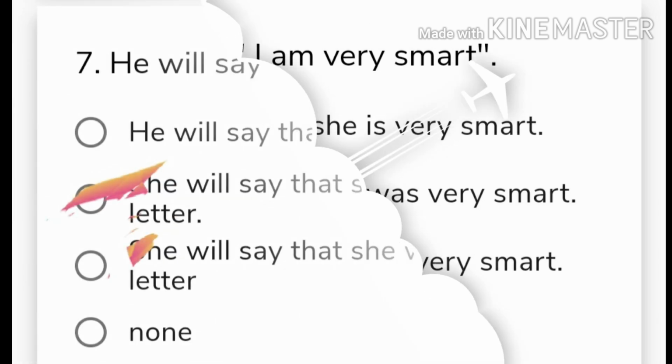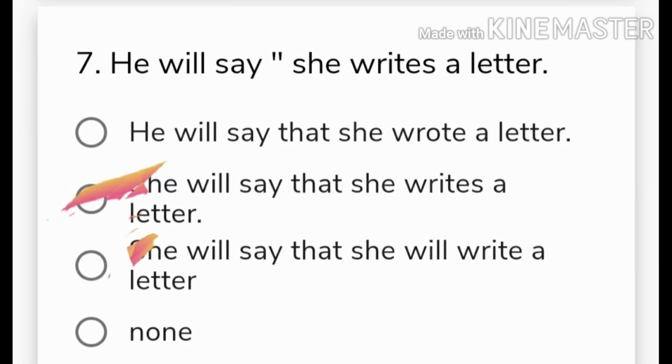Next, he will say she writes a letter. Again, will say is present future tense. So we will not change the tense of the reported speech. Let's see the options. Number 1, he will say that she wrote a letter. He will say that she wrote.